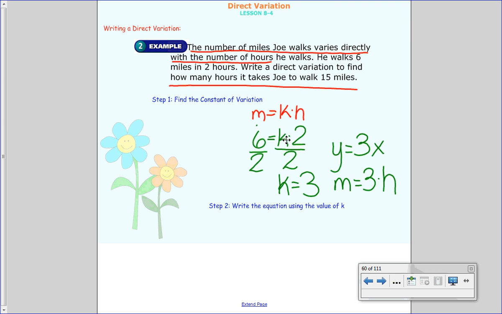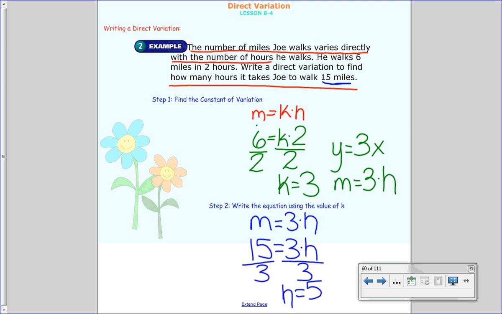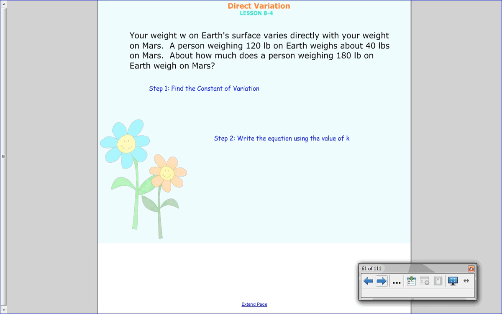So now we're on the second part. Use this equation that we just found with the constant to figure out how many hours it would take him to walk 15 miles. Well, 15 miles, so I know I replace M with 15, divide by 3, and it would take him, 15 divided by 3 is 5, so 5 hours. All right, and we have one more because this can be a tough concept.